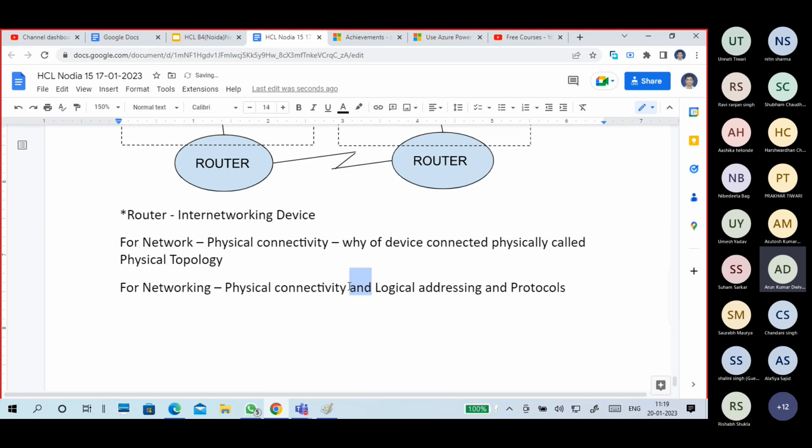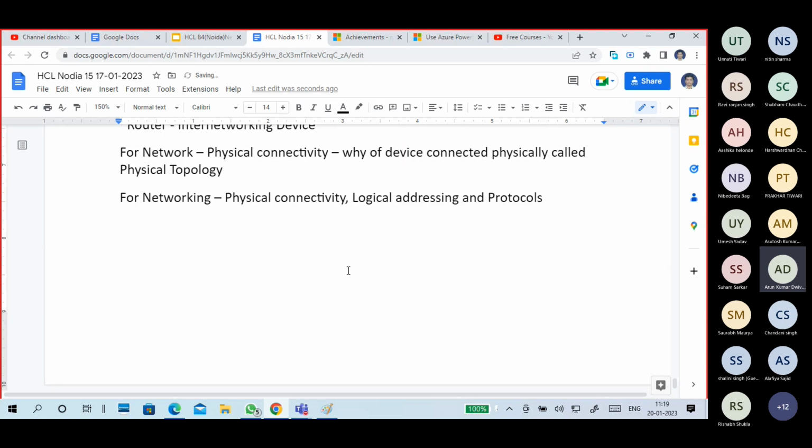Without physical connectivity, either wired or wireless, guys. A lot of people think physical connectivity means I'm using Wi-Fi. No, no. Physical connectivity does not mean wired or wireless. It is the way of your connectivity. Of course, you need connectivity. Without connectivity, you can't communicate.